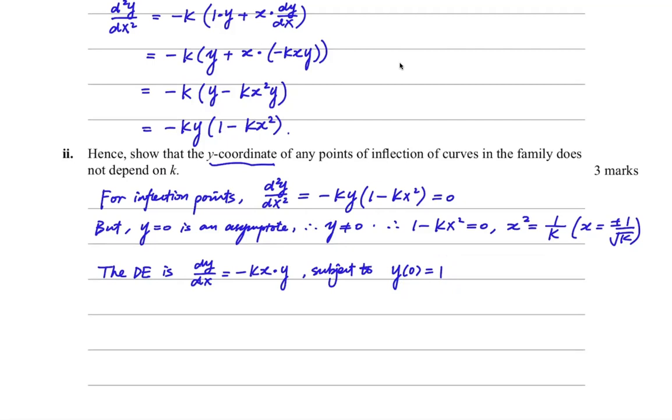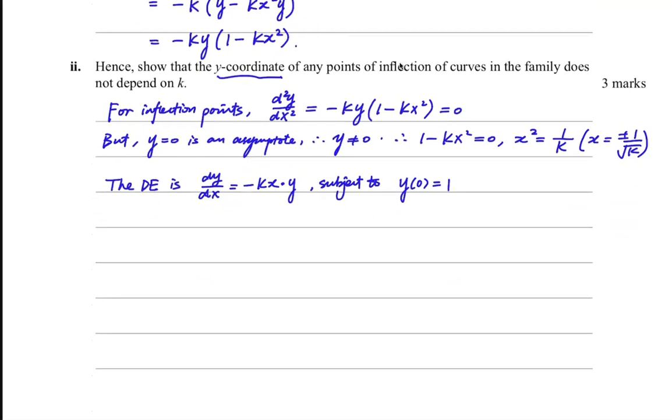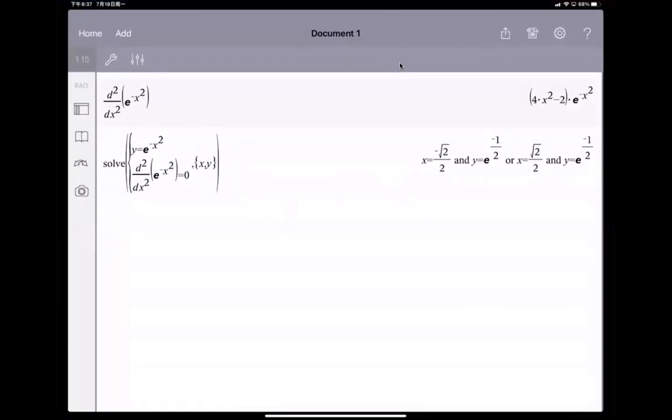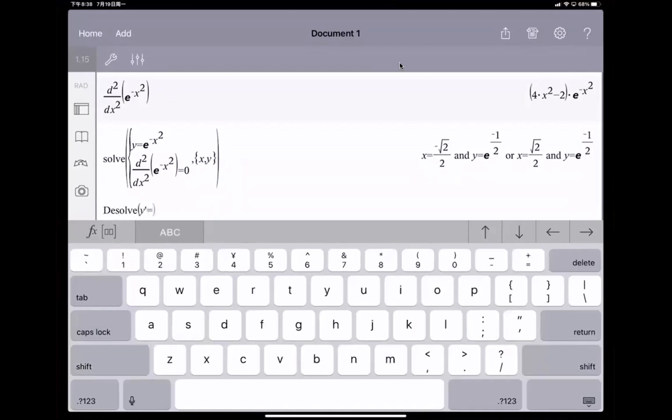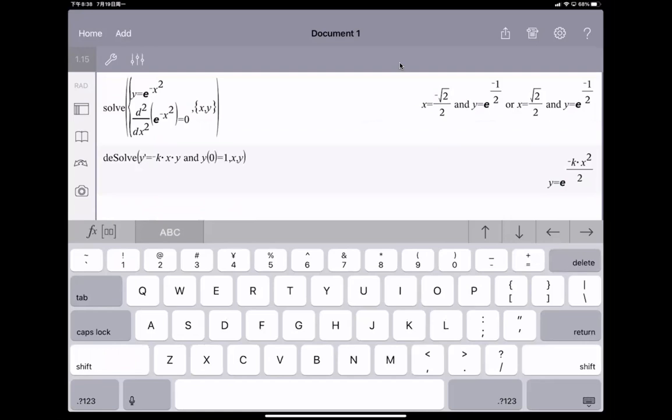In this case, I don't want to demonstrate all the integration process over again. So it will be a wise idea to use dsolve here. Y dash equals minus k times x times y, and y of 0 equals 1, comma x, comma y. Here we have y equals e to the power of minus half kx squared.